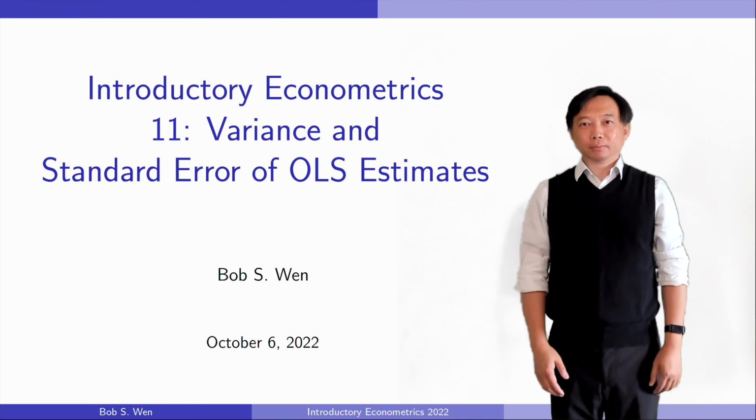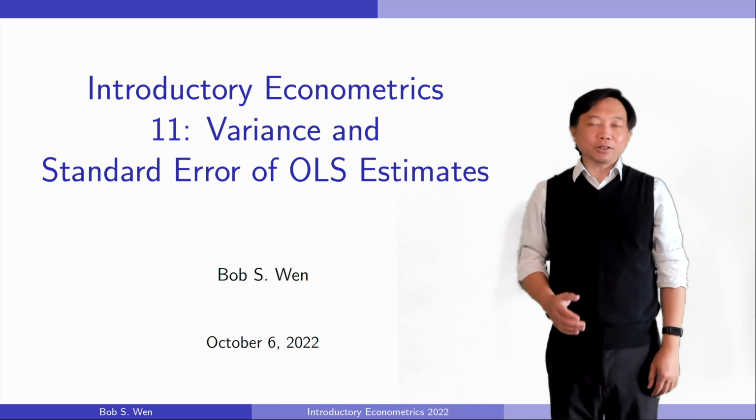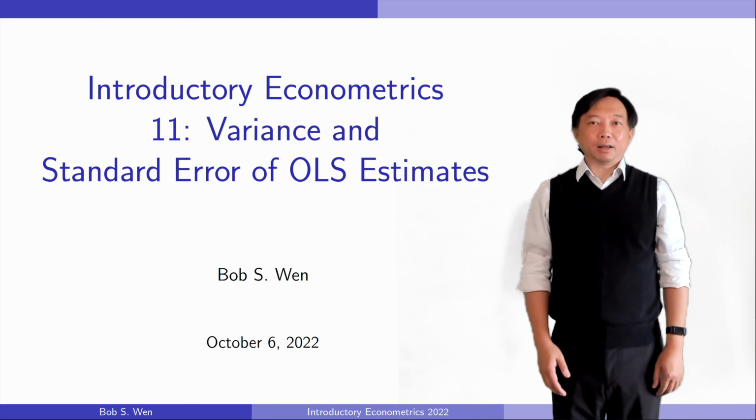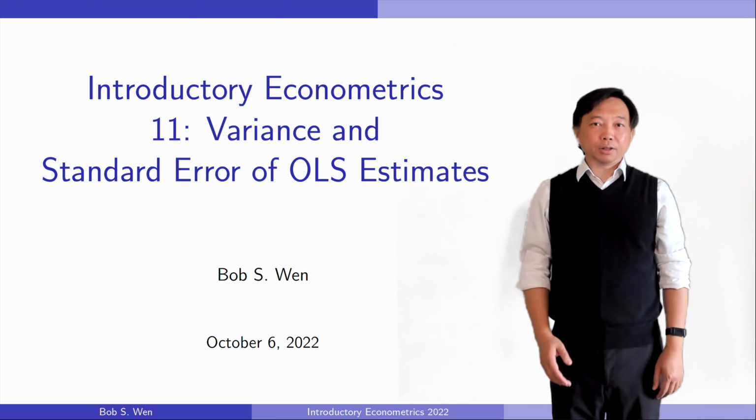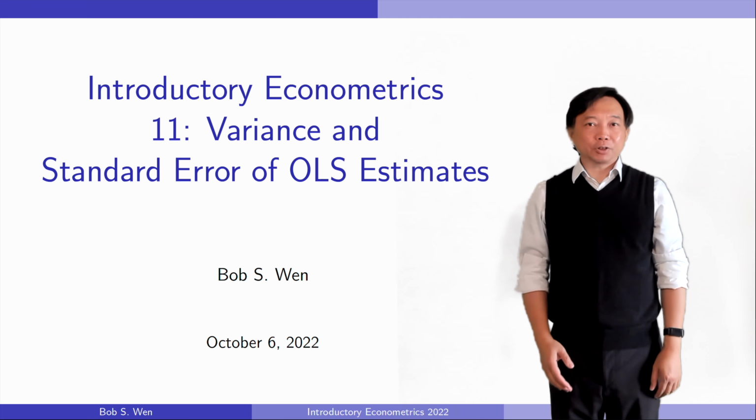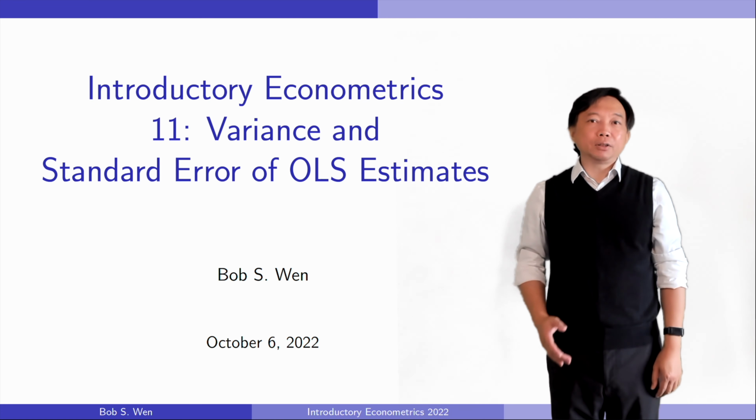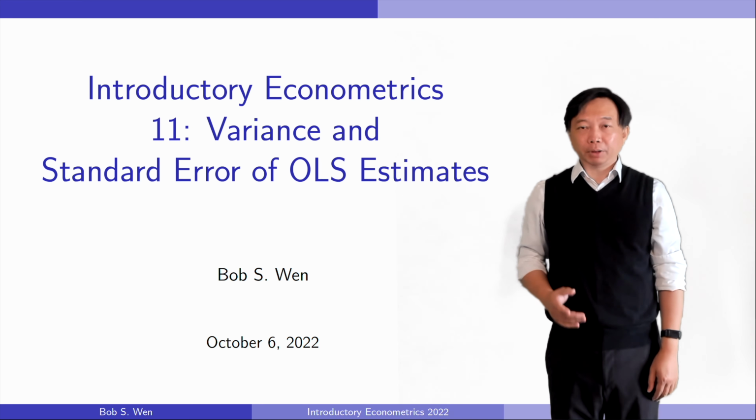Hi, I'm Bob. In the last video, we learned that the OLS estimates are unbiased under the zero conditional mean assumption. The unbiasedness of the OLS estimators means that if we randomly sample data from the population many times and run the OLS regressions, the estimates are centered at the population parameter. It is in the sense of sampling distribution when we have many samples from the same population.